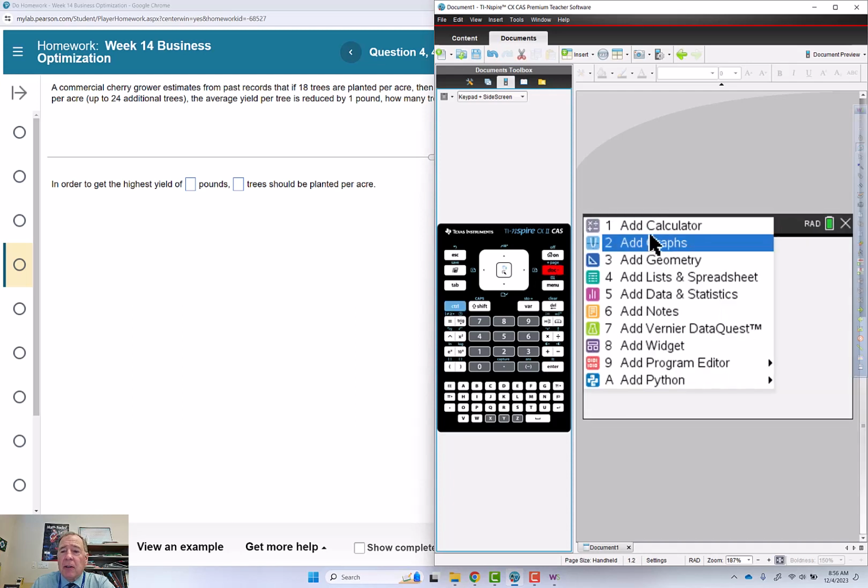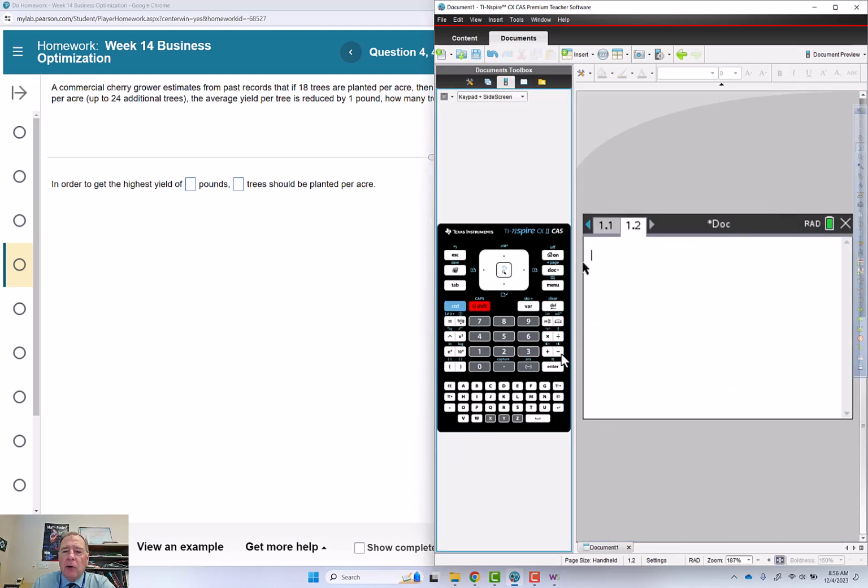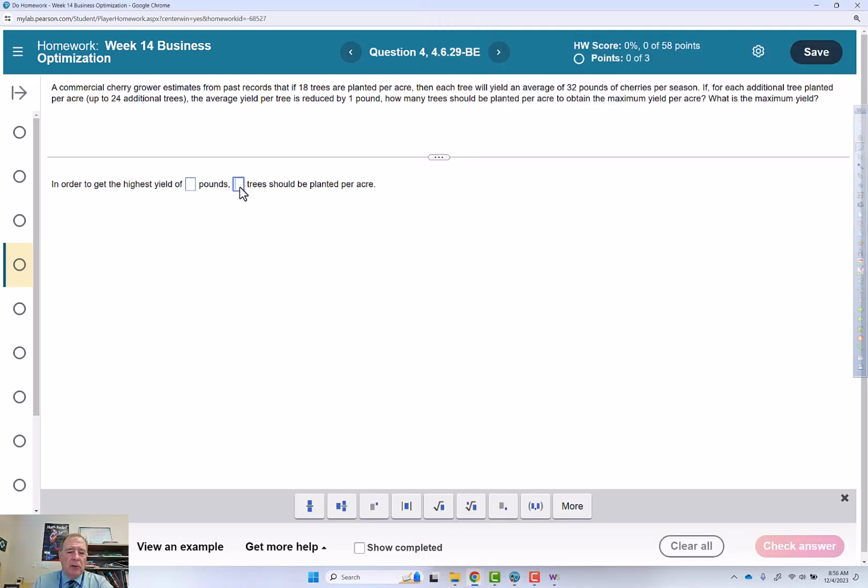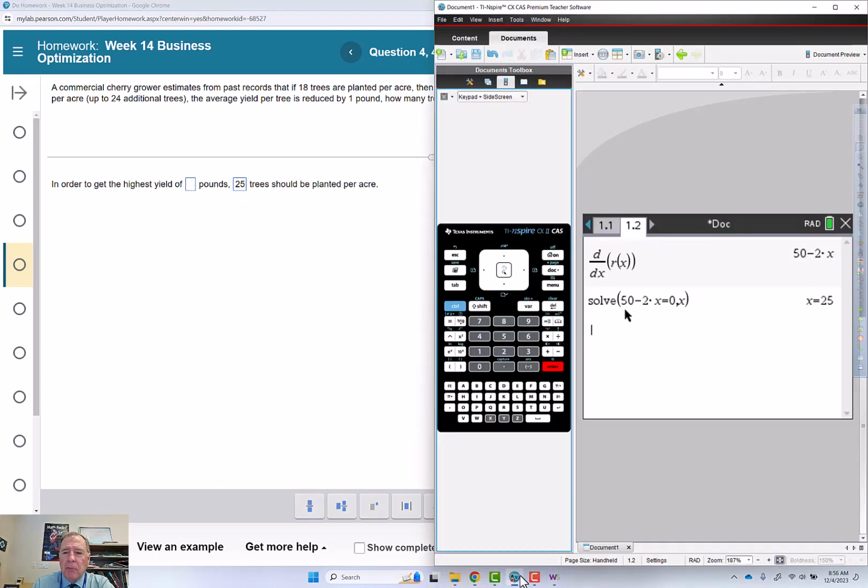And now I'm going to go to a calculator page, take the derivative of the revenue function, tab to get to the right place, revenue function of x. So I get 50 minus 2x. We're going to set that equal to 0 and solve for x, which is going to be... oh, 25, not 100. So in order to get the highest yield, 25 trees should be planted per acre.